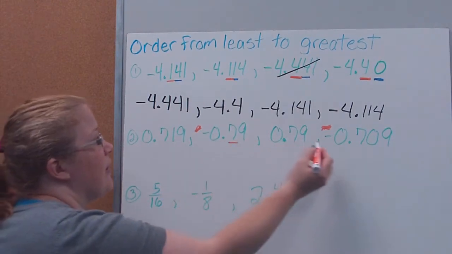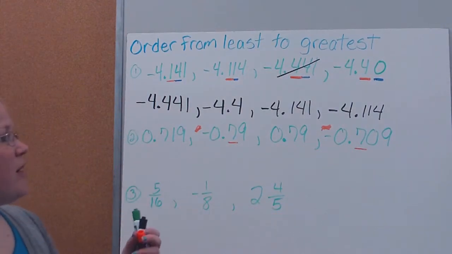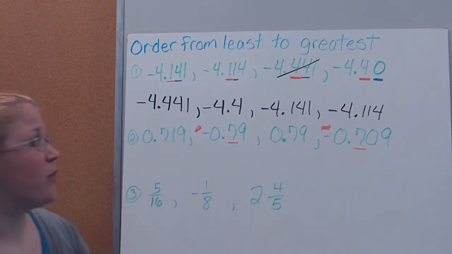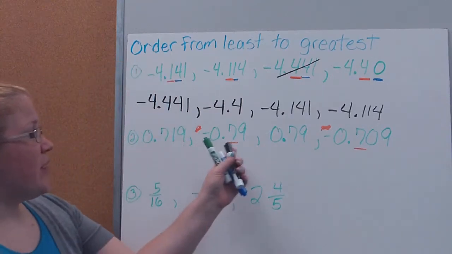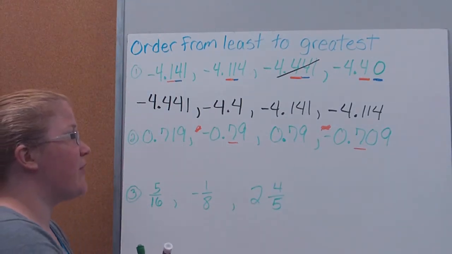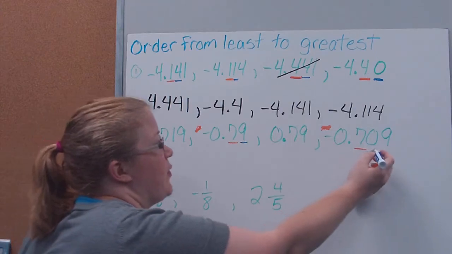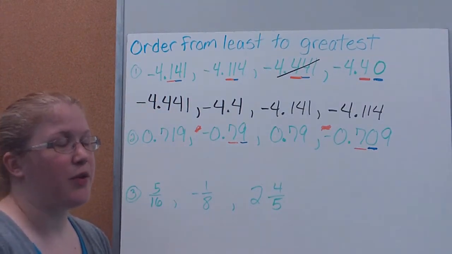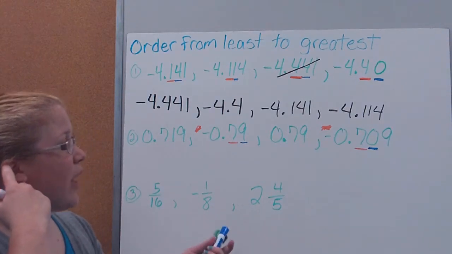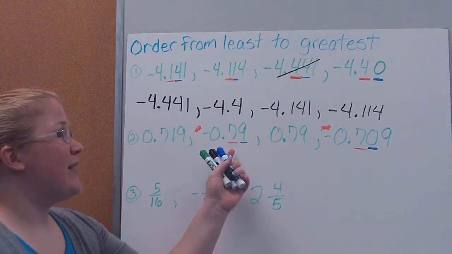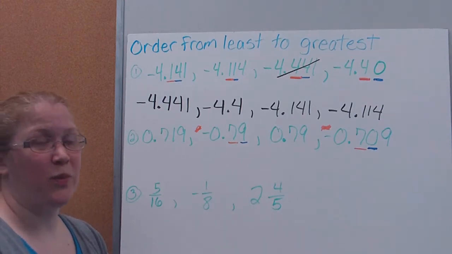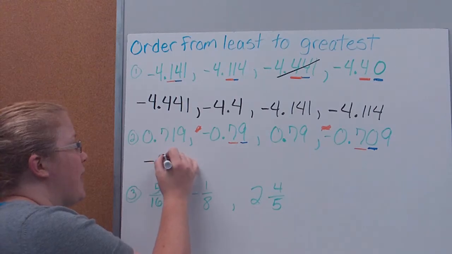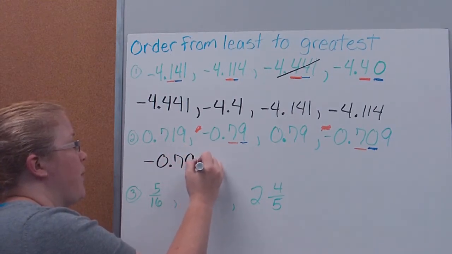So I'm going to go ahead and look at them. None of these have a whole number value, so we're going to start looking at the tenths. In the tenths, they both have a 7, so I'm going to have to go a little further and look at the hundredth spot. Now again, remember, since we're dealing with negative numbers, we have to reverse our thinking. So 9 is bigger than 0, but that means this is actually the smaller number because we're dealing with negative numbers. So my smallest number is my negative 79 hundredths.